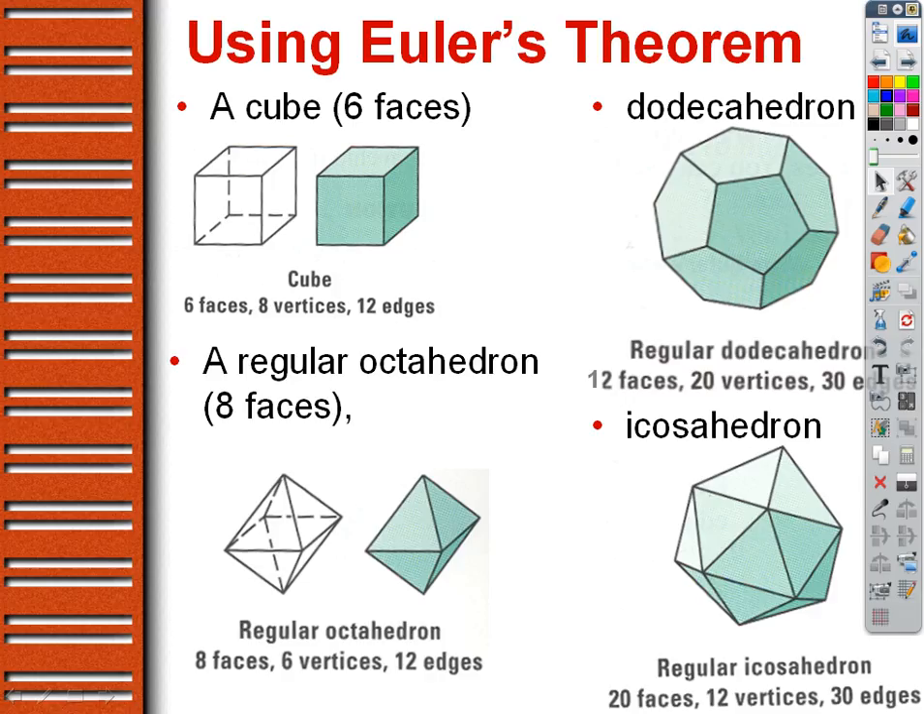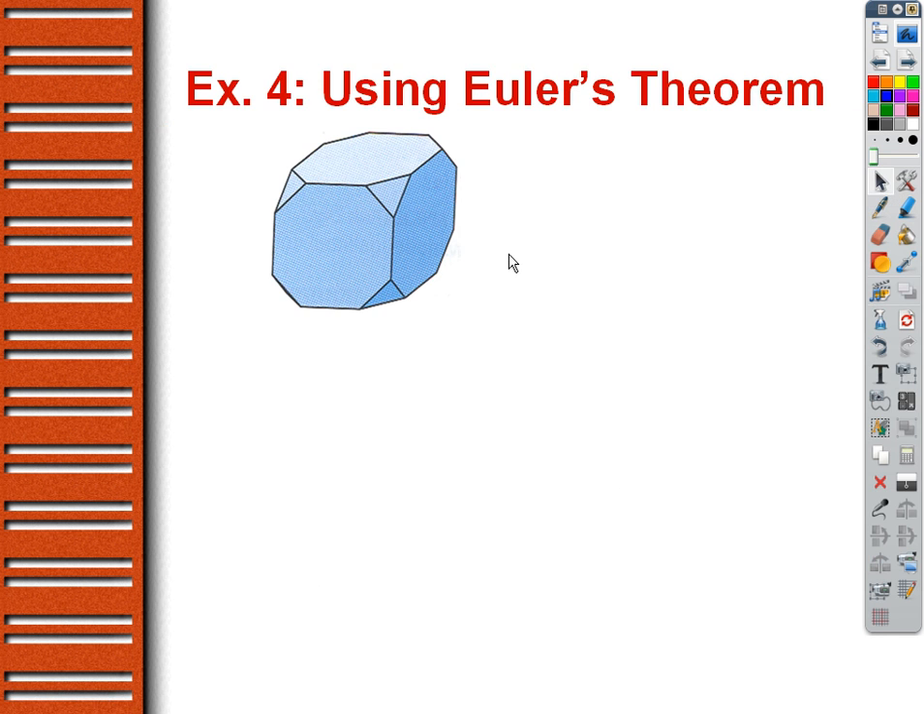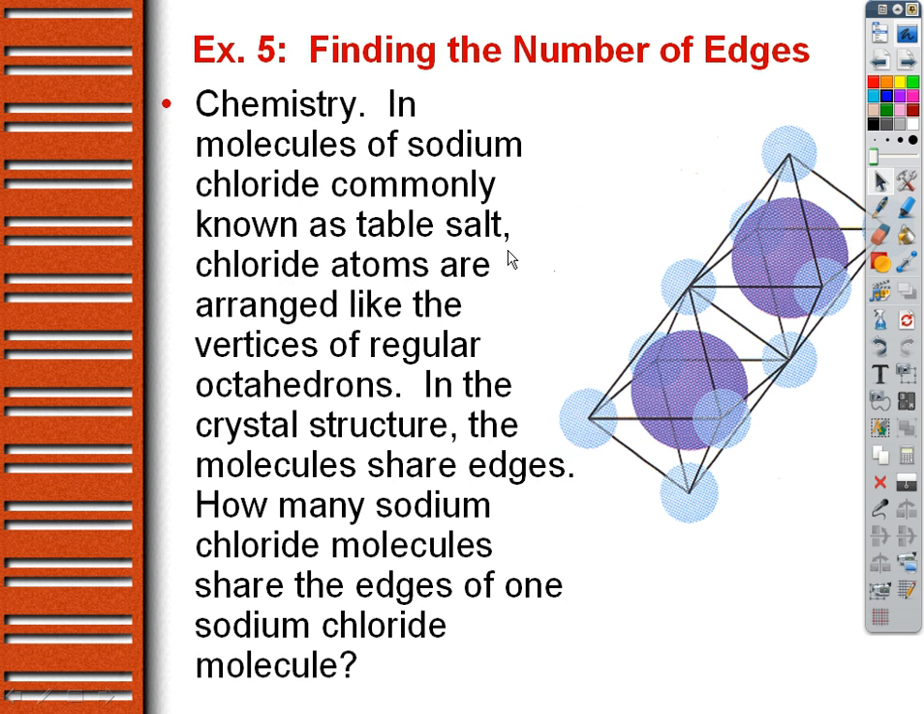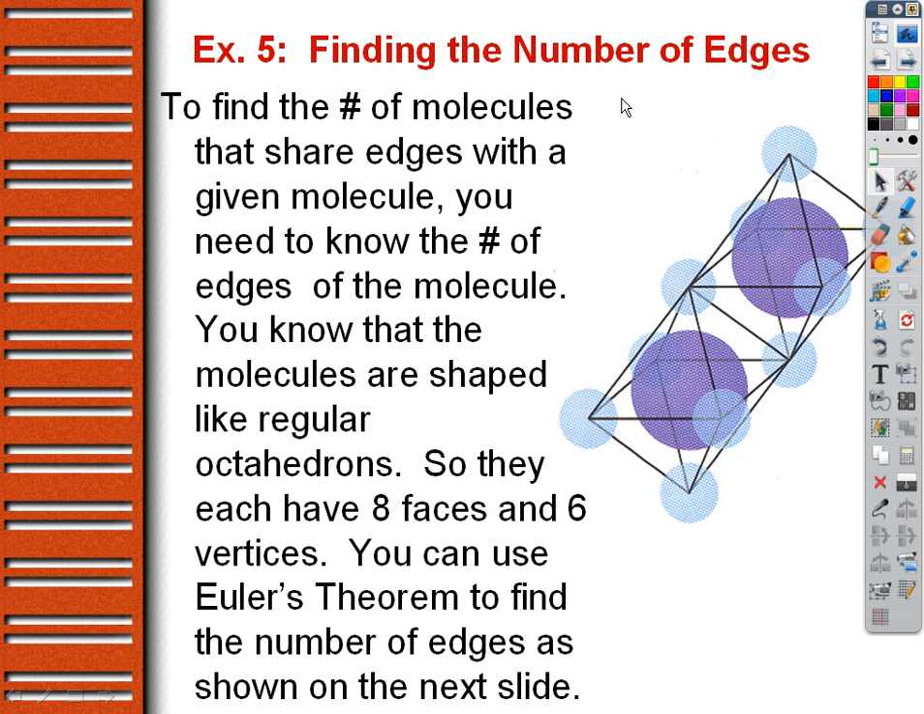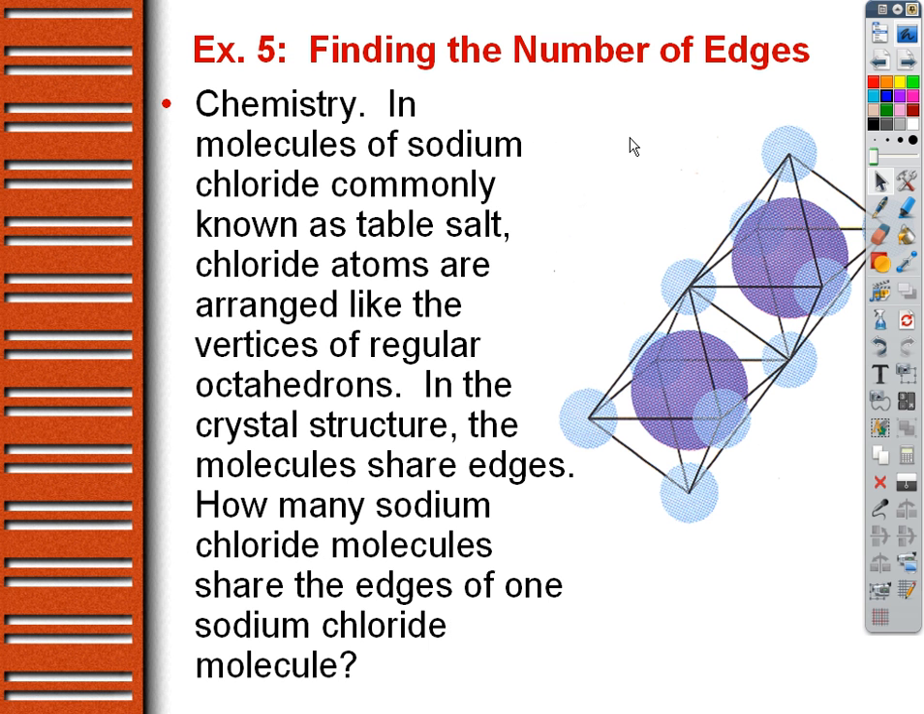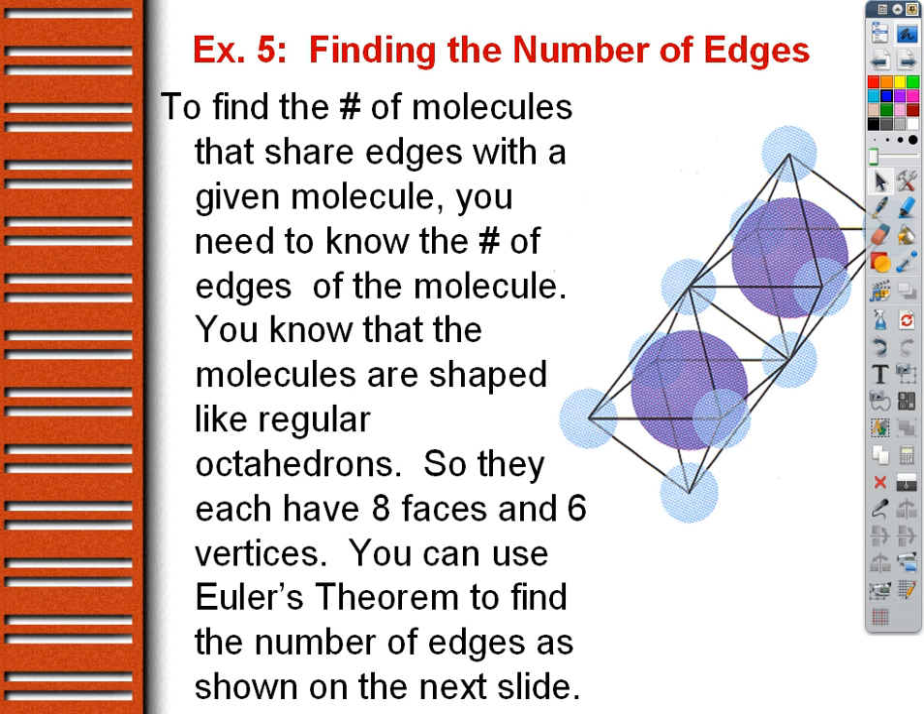Okay, so we could go further with this, and I know we're getting pretty close to the end here. If we wanted to know, for example, the number of molecules that share edges, how they pack together, doing a little chemistry, we could do that because we know the shape. We know that an octahedron has 8 faces and 6 vertices, so we can just use that little formula we've got, and we can find the number of edges. What's it going to be?